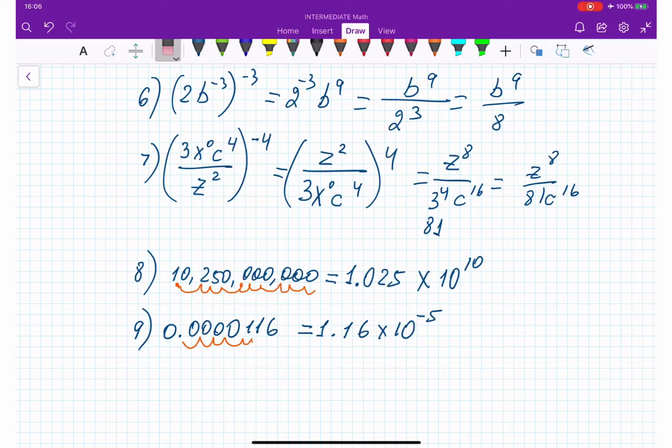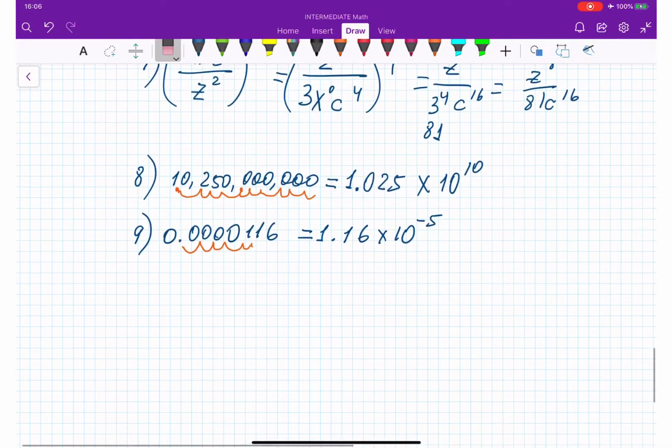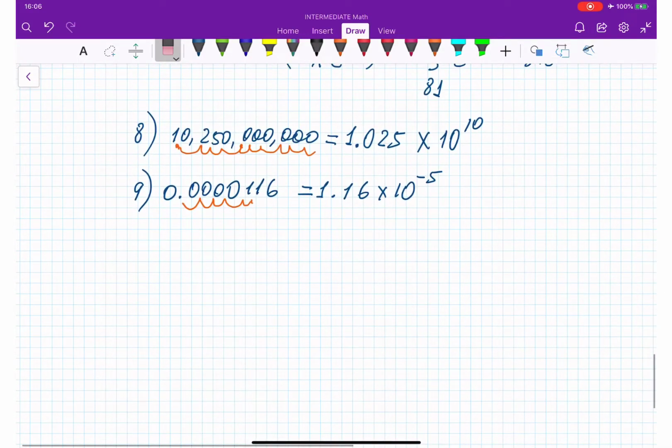Okay. Next. Question number 10. Number 10, so we need to evaluate by using scientific notation and laws of exponents. Okay, let me see what we have.